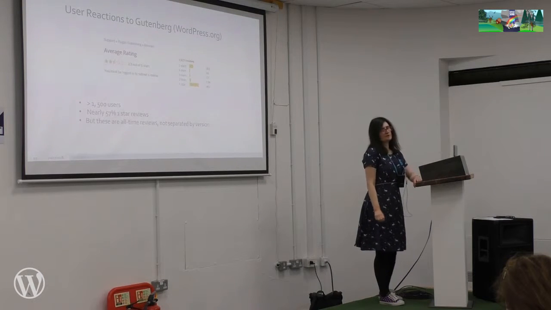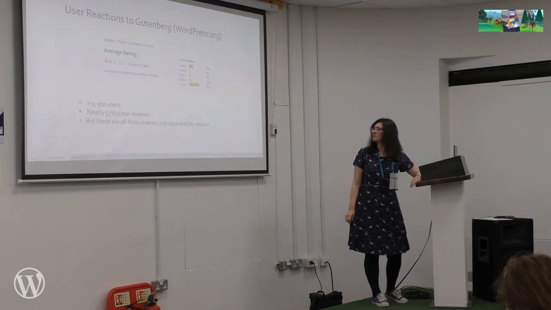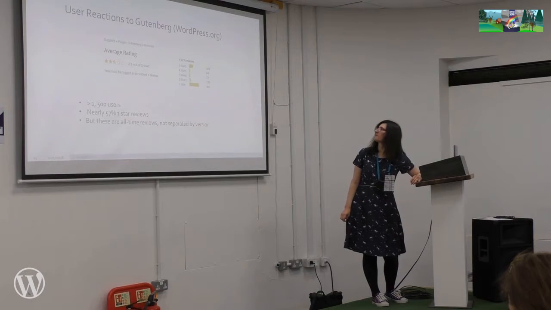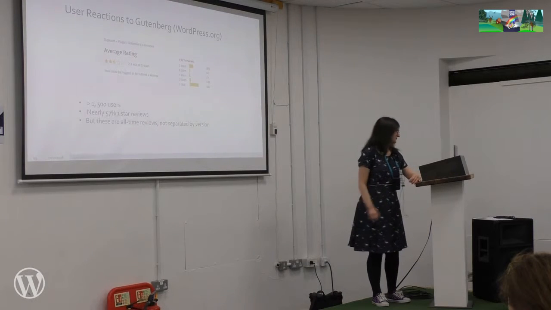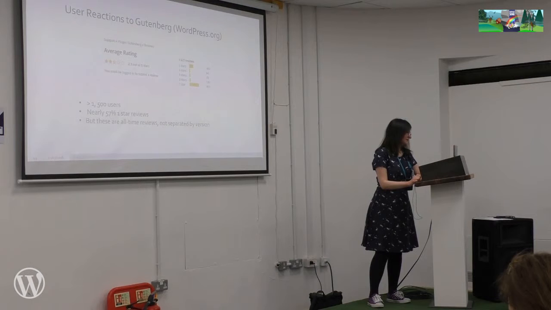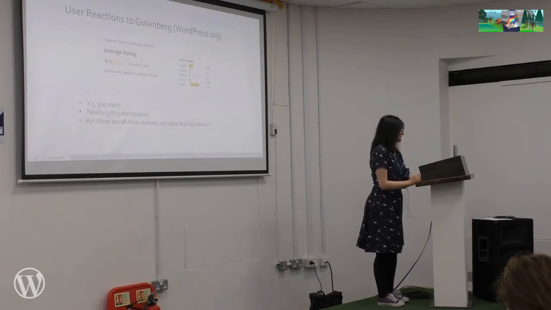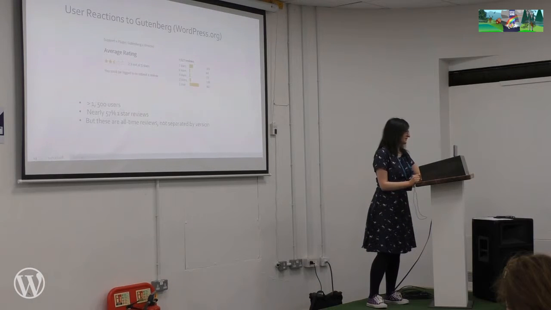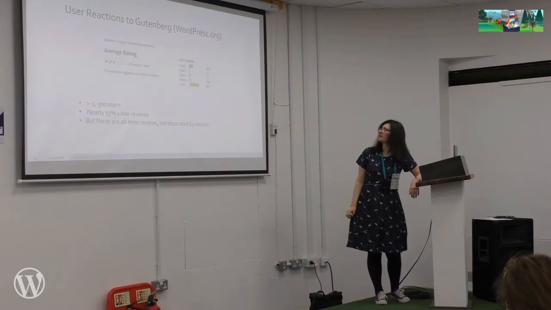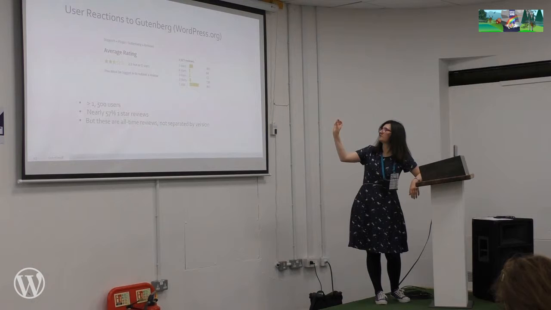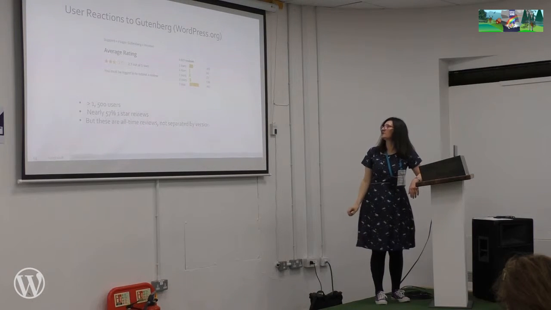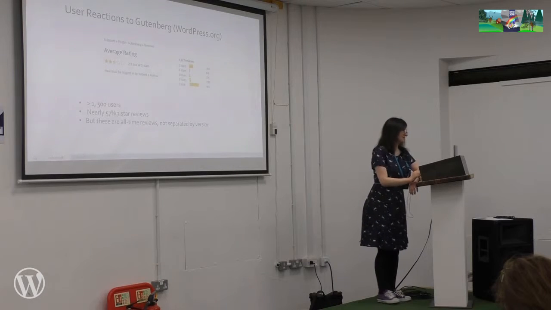So the biggest amount of user testing we've had is from WordPress.org, people leaving reviews. This screenshot was taken on Wednesday, and we've got over 1,500 users of Gutenberg. As you can see, it's a pretty high proportion of one-star reviews. It's actually really split. There's a reasonable number of five-star reviews, a lot of one-star, and not too many people somewhere in the middle.